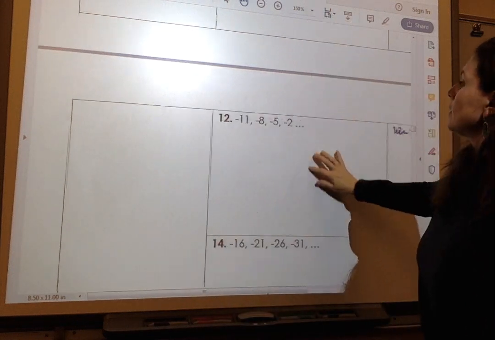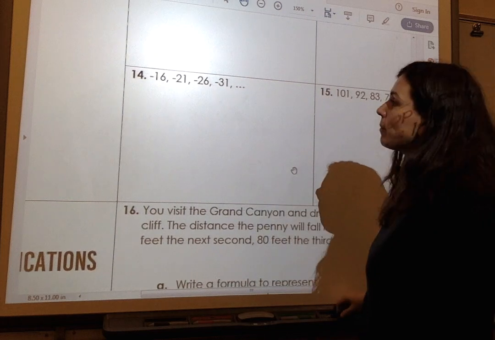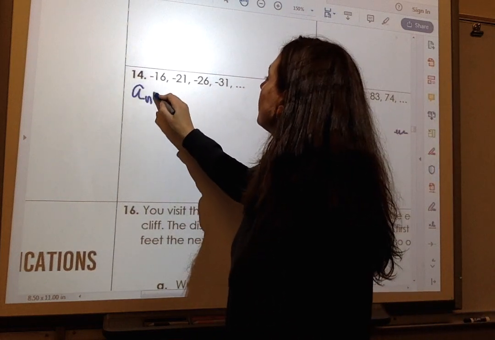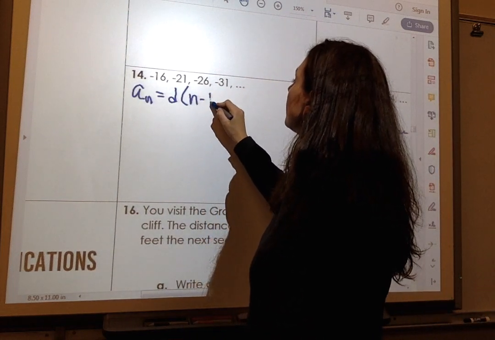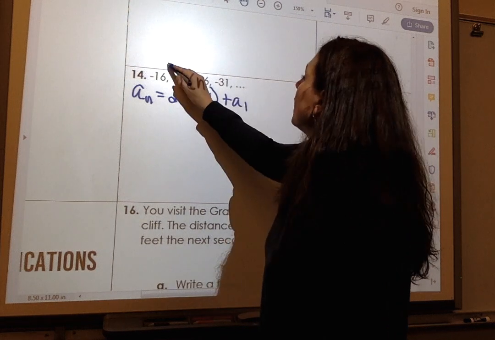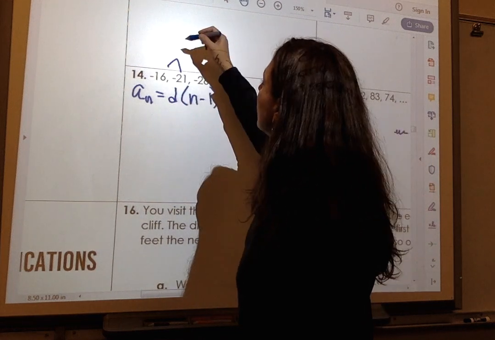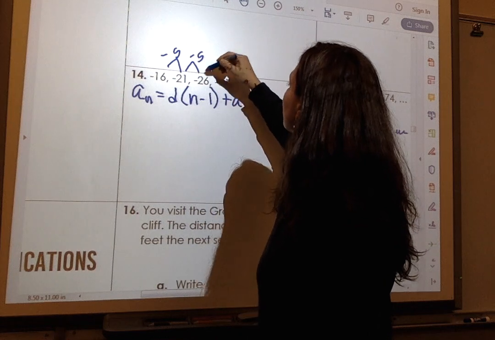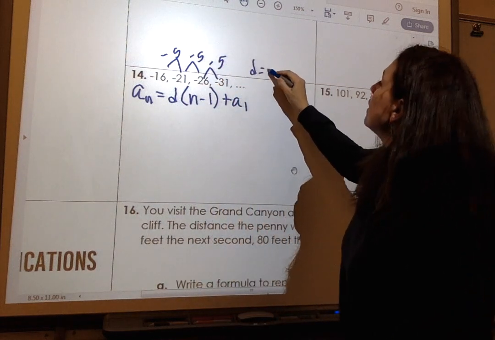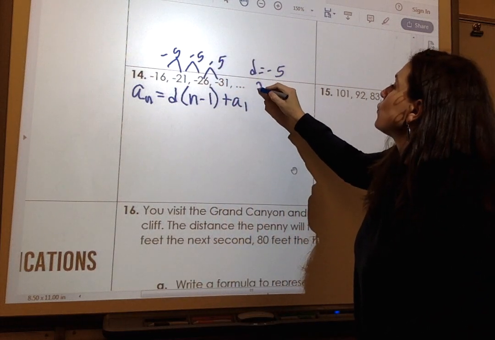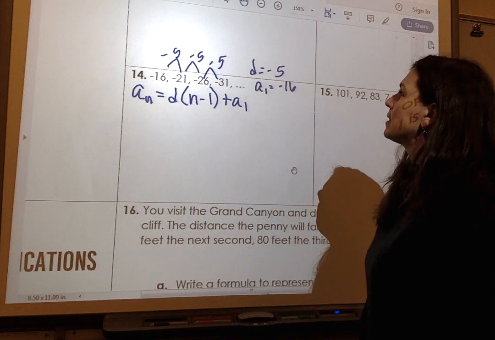All right, so let's see how we do. So I'm going to write my formula. Remember, my formula is common difference times n minus 1 plus a1. Is it an arithmetic sequence? I'm subtracting 5, subtracting 5, subtracting 5, so it is. So negative 5, and then the first term in my pattern is negative 16.